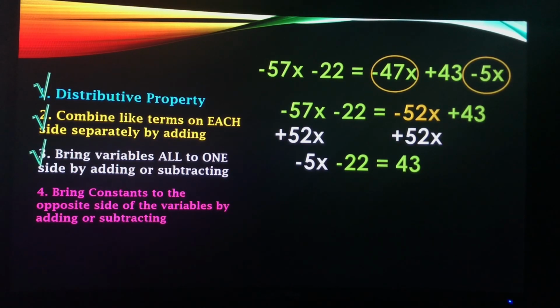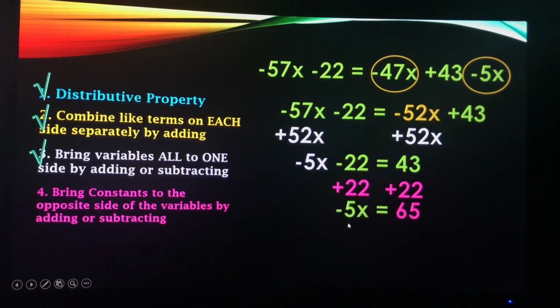So I said negative 22 because it's being subtracted. So the opposite of subtraction is addition. So I'm going to add 22 to the left. So I also add 22 to the right. This helps me keep my equation balanced and both sides equal. Therefore, I get negative 5x equals 65. I've officially finished step 4.